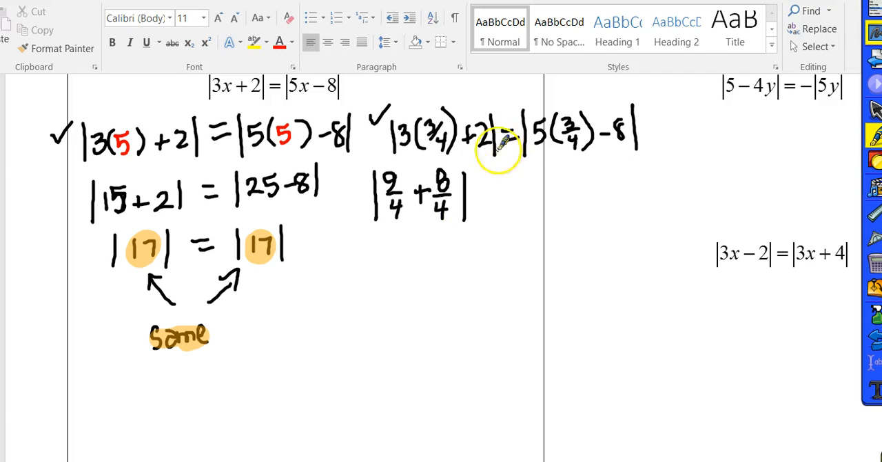8/4 is 2. I'm just imagining in my head putting a 1 under that 2, and then multiplying times 4 to get common denominators. Finish that side out because I can real quick. So that's 17/4.